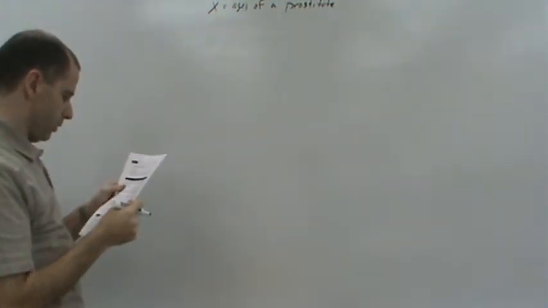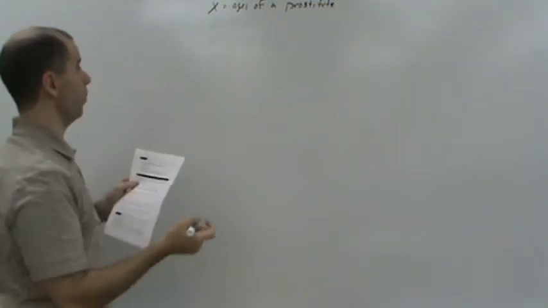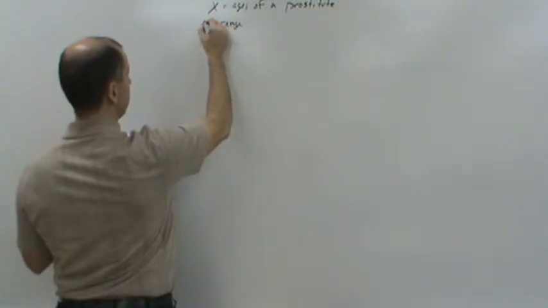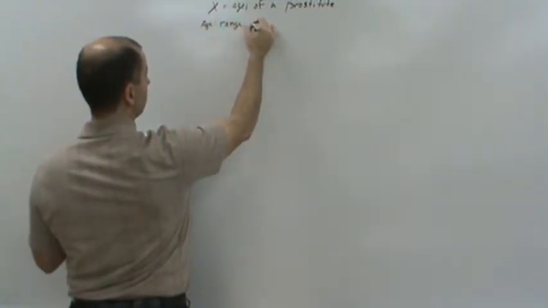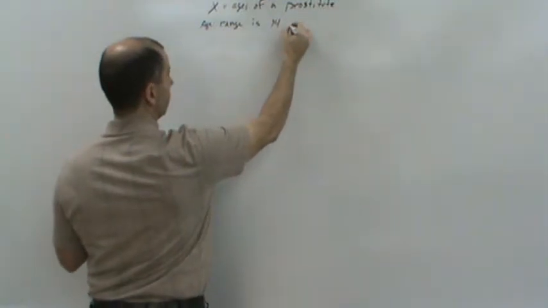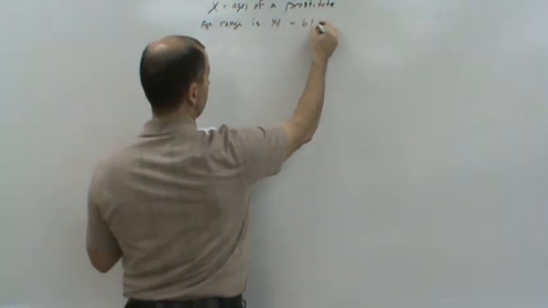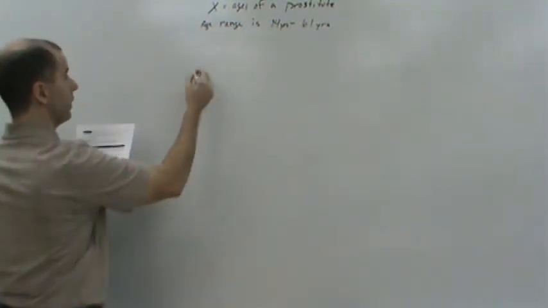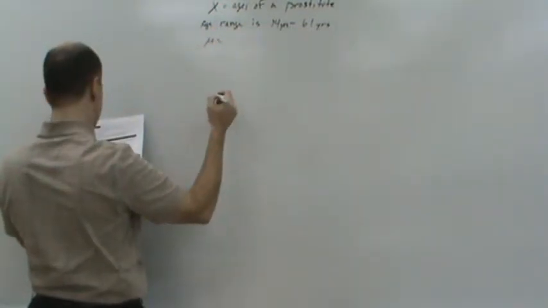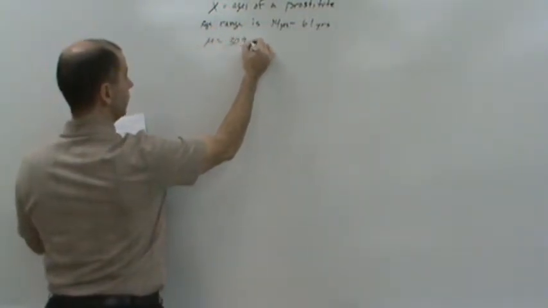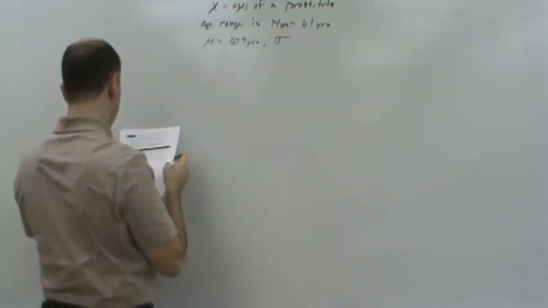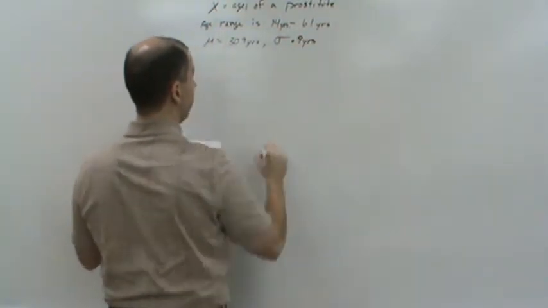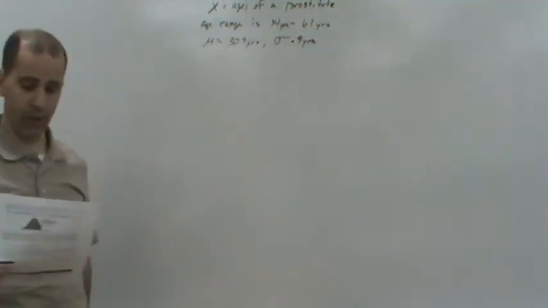And we know that the age range is 14 to 61 years. And what do they tell us? Well, they tell us mu, the average, is 30.9 years. And the standard deviation for all these ages is 9 years. So this is what we know from the problem.